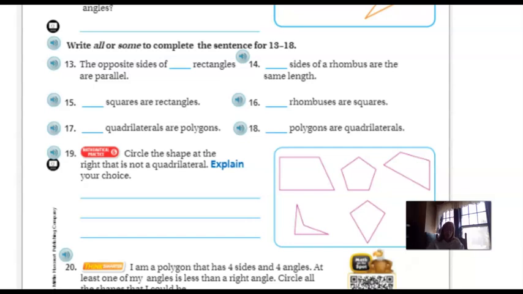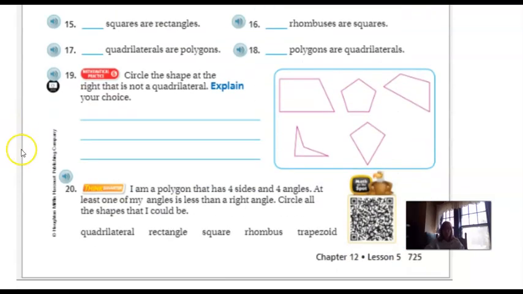Then you have number 19, and it says circle the shape at the right that is not a quadrilateral. You go over and count them all, and then you look right here and you see that it has 1, 2, 3, 4, 5. A 5-sided figure is, hopefully you know what that is, a pentagon.